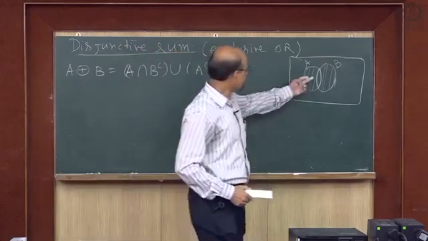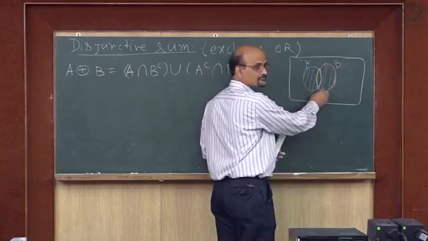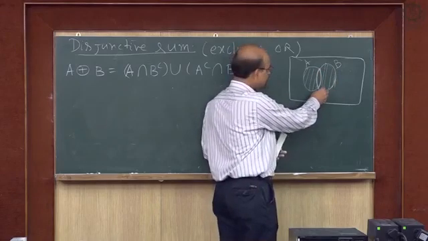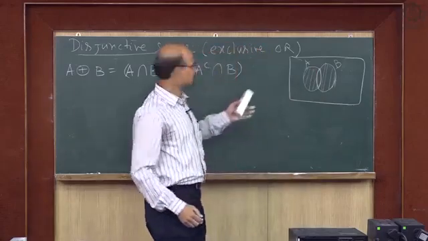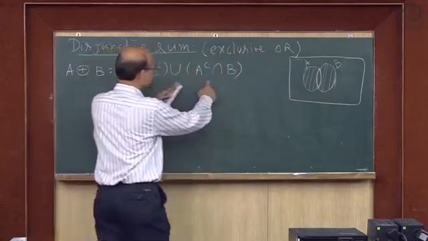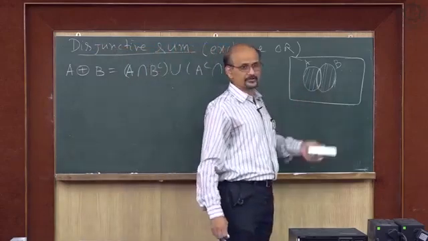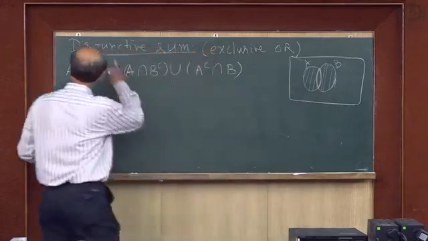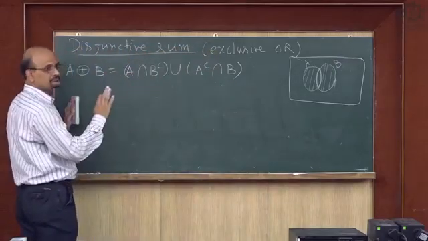You see, A complement is this. And B complement is this. Now you take the union, intersection of that: A intersection B complement, union A complement intersection B. So in fuzzy, for fuzzy disjunctive sum, it is the same.